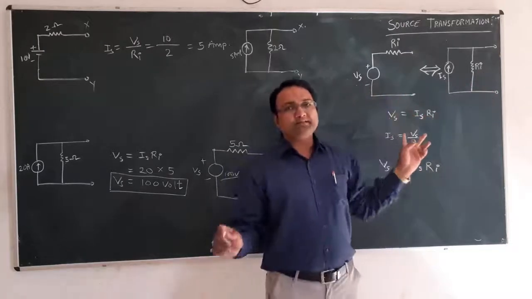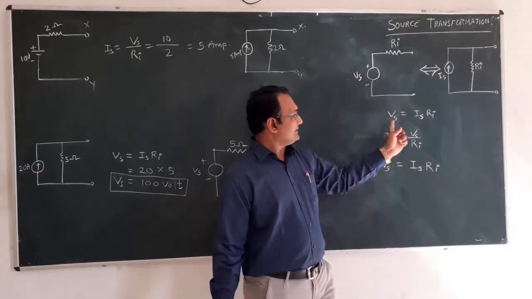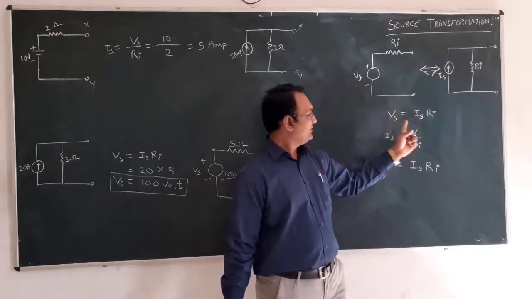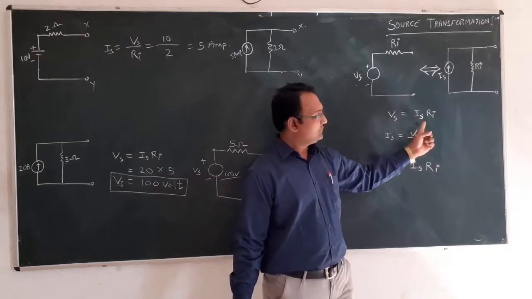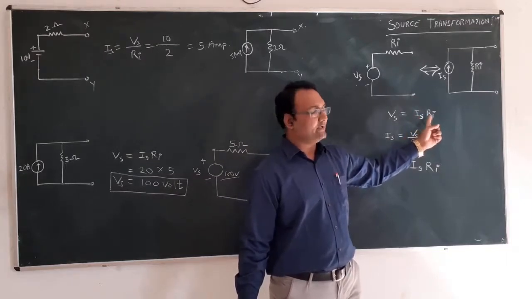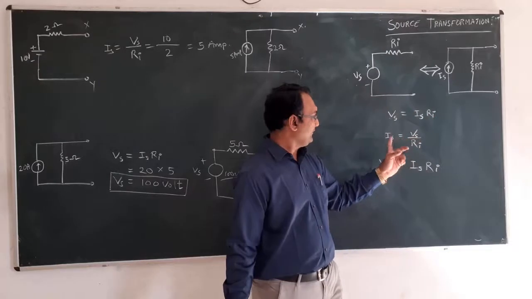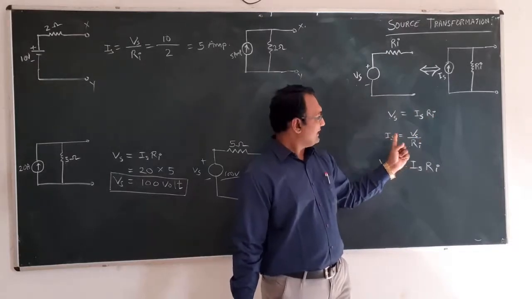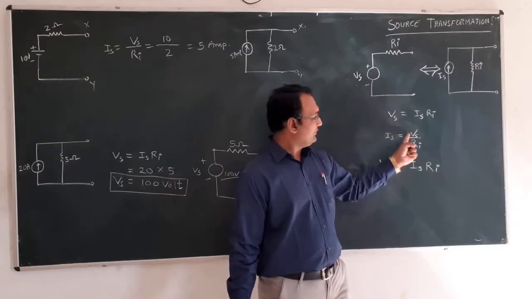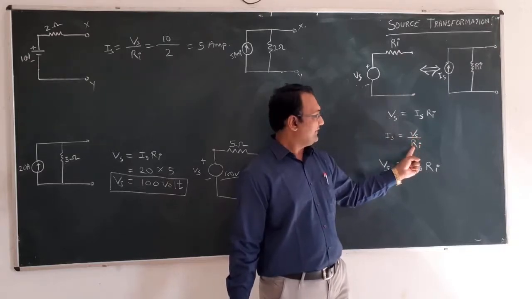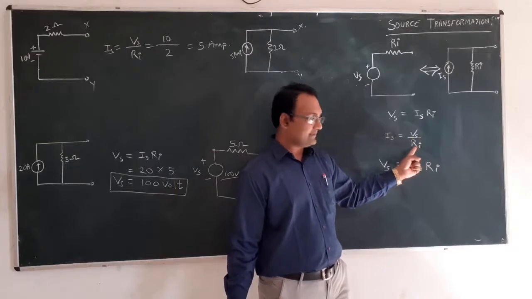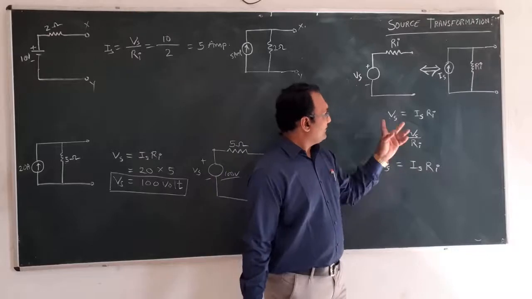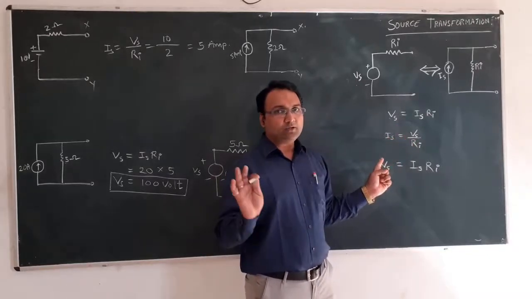So we use the basic Ohm's formula in this, that is V is equal to IR. V source equals I source into R internal. Fine. We have to calculate the value of the current source. Then what we have to do? It's I is equal to V upon R. So V will be the source voltage divided by its internal resistance. That will come out to be the source current. So the basic formula for this is Ohm's law.